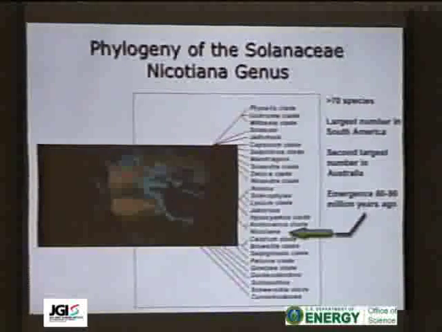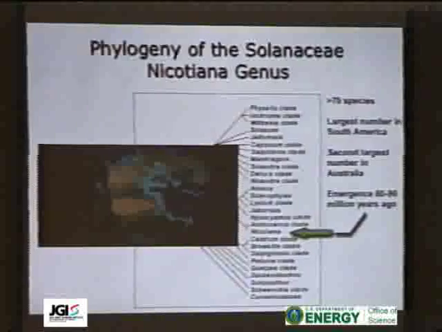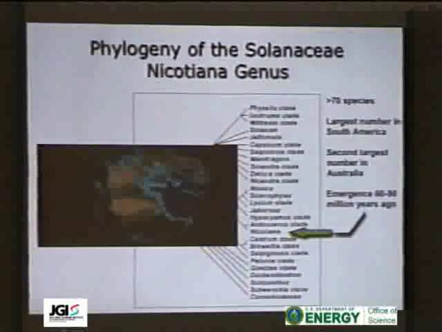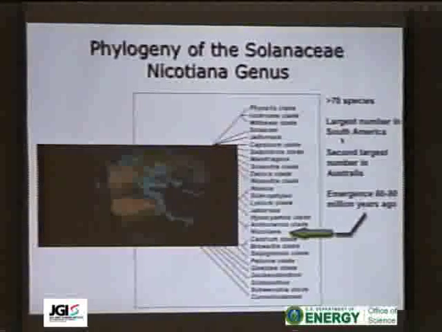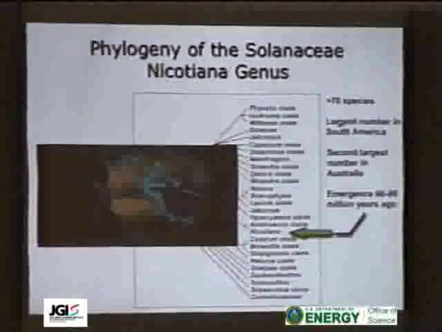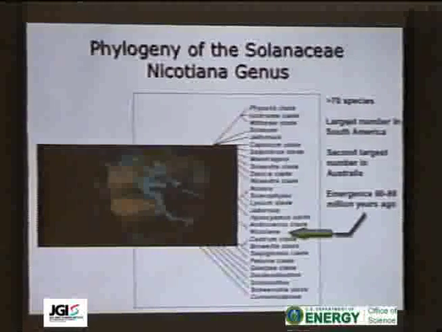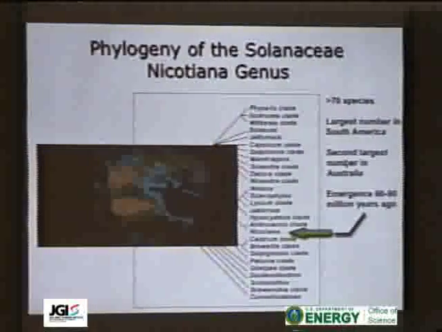and something that I find quite intriguing from a geological standpoint is that the emergence of the Nicotiana genus and its distribution now is quite interesting. It seems to coincide with the movement of the continents. So in fact, the largest number of species and where this particular genus was supposed to have emerged is in South America, but the second largest is actually in Australia.